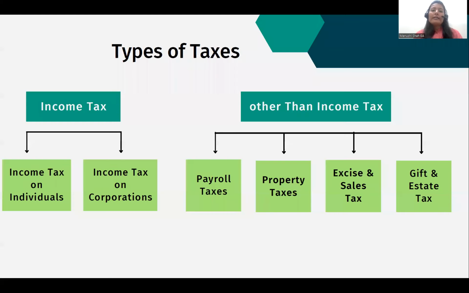After that, we will see what the different types of taxes are in the United States. So we have the income tax and other than income tax. Income tax can be imposed on the individual taxpayer as well as on the corporation, that is, the business, right? Apart from income tax, we have the payroll tax, property tax, which is also known as real estate tax. We have the use and sales tax. We have the gift and estate tax. So these are the different types of taxes.